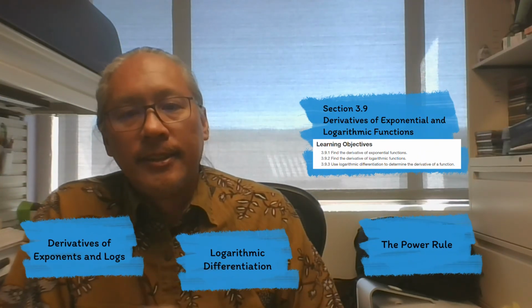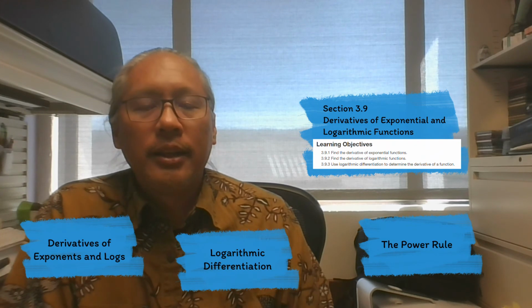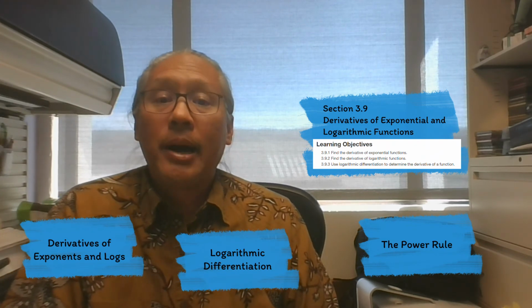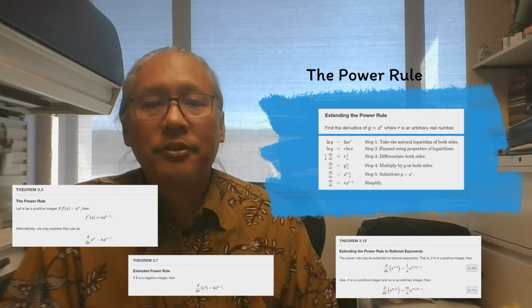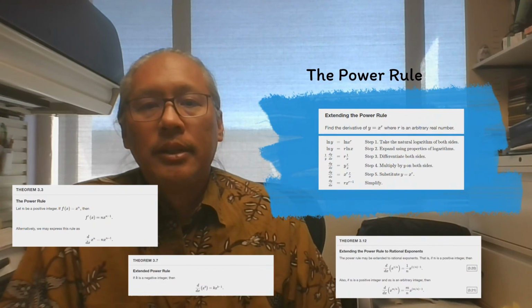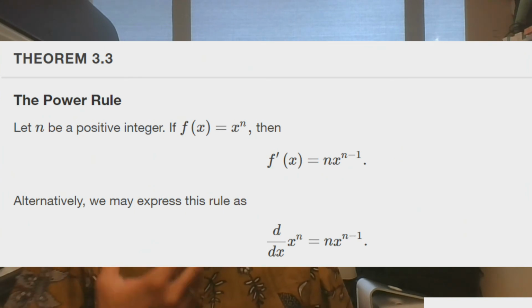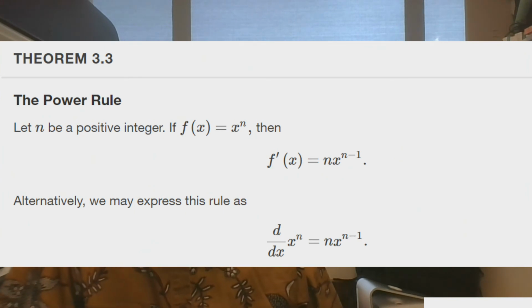All right, that's logarithmic differentiation. We finally end this section and this whole chapter by looking at the power rule again. So we're revisiting the power rule. And remember, at the beginning we saw the power rule that only worked if we had a positive integer.